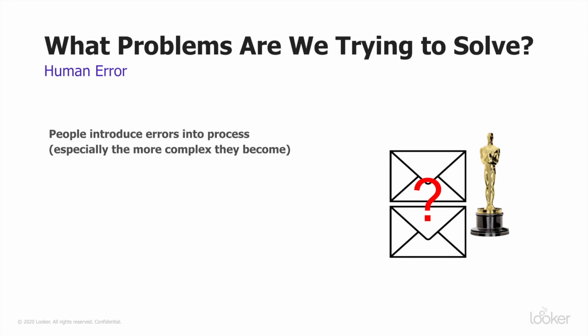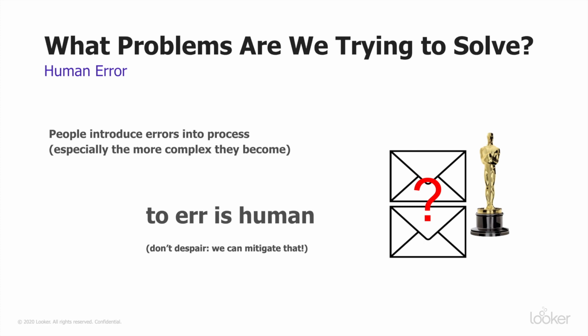Do you remember the Academy Awards where the best picture was awarded to the wrong group of people? It turned out it was a very complicated process. There are multiple envelopes backstage and they got mixed up. Analytics can be the same. As companies grow, processes become more complex and humans introduce more errors.